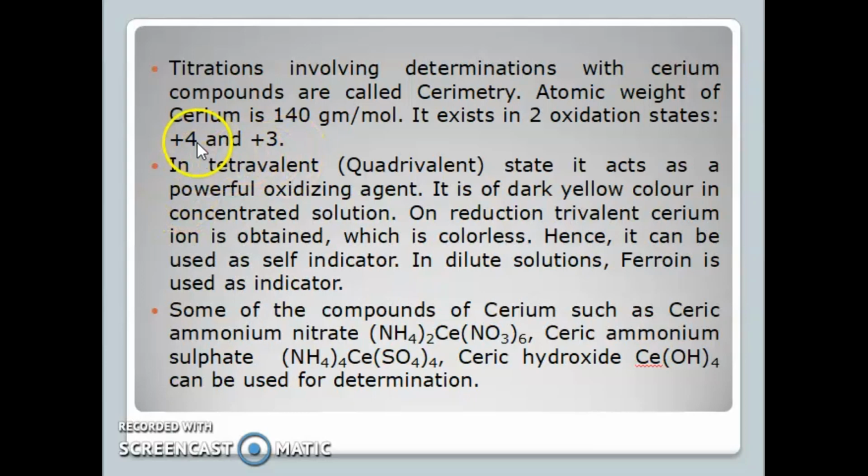The tetravalent state, that is +4, acts as a powerful oxidizing agent. It is of dark yellow color in concentrated solution. On reduction, the trivalent cerium ion is obtained, which is colorless, hence it can be used as a self-indicator. But in dilute solution, you have to use ferroin as an indicator. Some of the compounds of cerium, such as ceric ammonium nitrate, ceric ammonium sulfate, and ceric hydroxide, can be used for the determination.